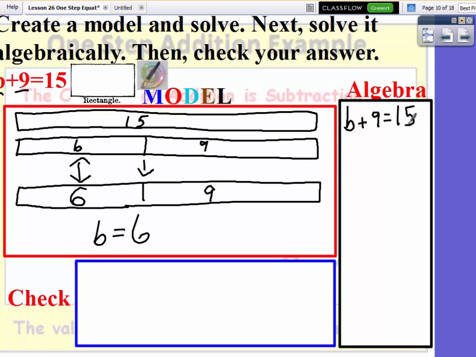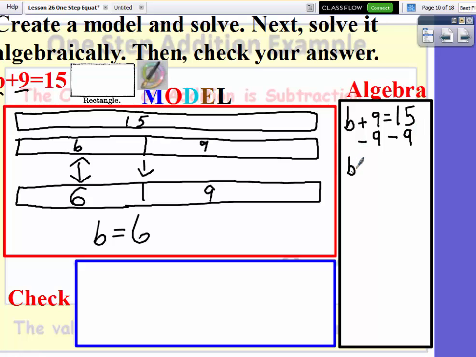I'm going to do the inverse. So inverse means opposite. I see addition, so the opposite of addition is subtract. So I'm going to subtract. And then how much am I subtracting? Well, I see the number here is 9, so I'm going to subtract 9. Whatever I do to the left side, I must do to the right side.